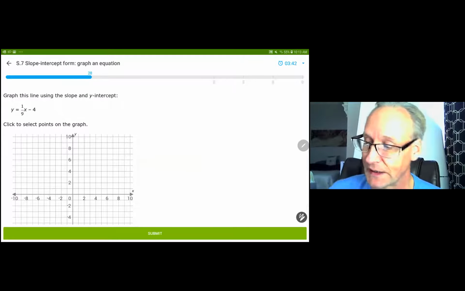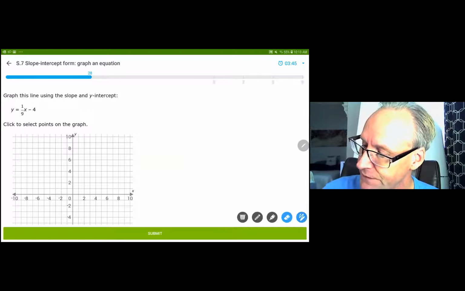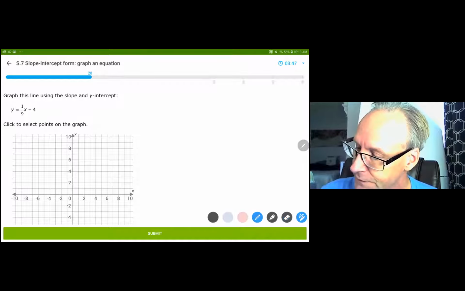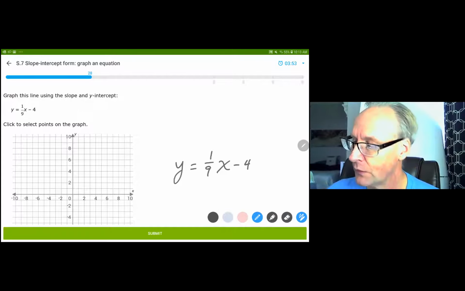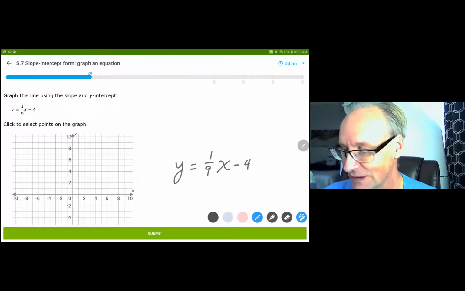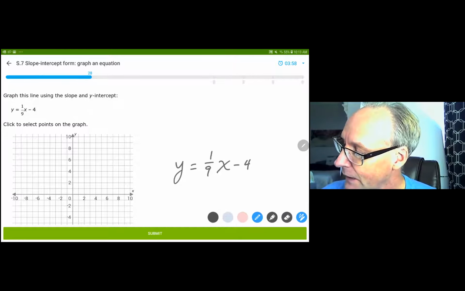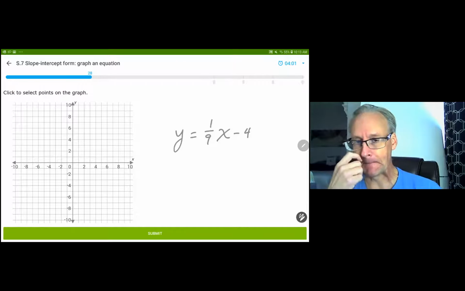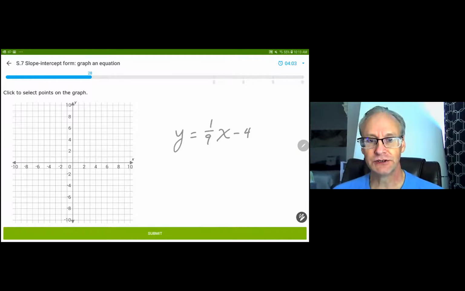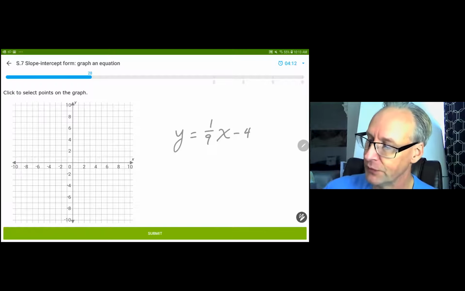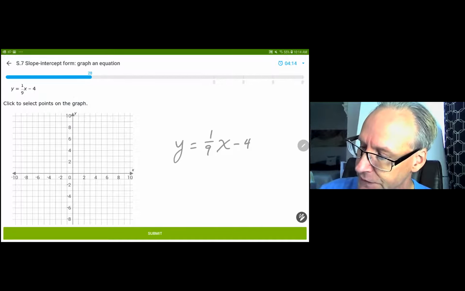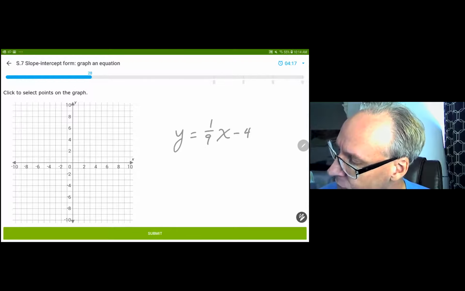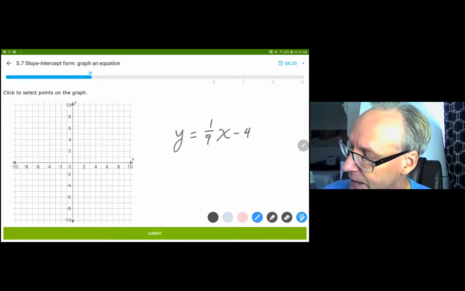This is really good practice for everybody who needs to practice their slope-intercept form. This is y equals 1/9 x minus 4. Now, I want to point something out, and so to speak, I want to point something out. You'll see the joke in a minute. I could choose 0, negative 4 as one of the points and then count the slope from there. This is normally what most people do. And in fact, that's what they're asking you to do in this particular problem.